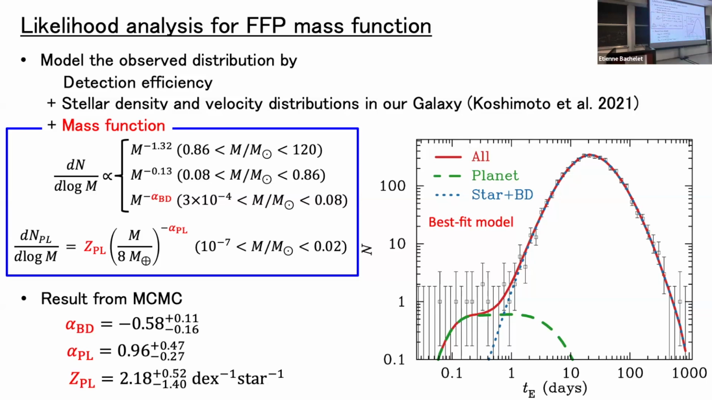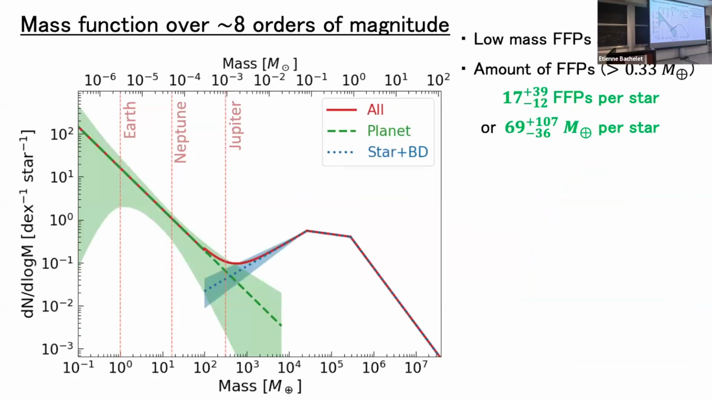And we use these 3 red parameters as fitting parameters: the slope for the brown dwarf mass region, the slope for the planetary mass region, and the normalization for the planetary mass function. And we performed MCMC to estimate these values. I don't think just looking at these values gives you much information, so let's plot the mass function.